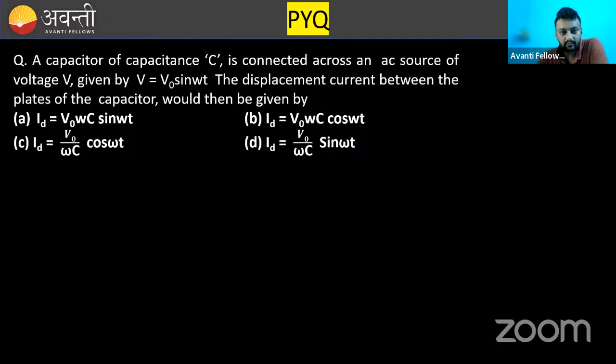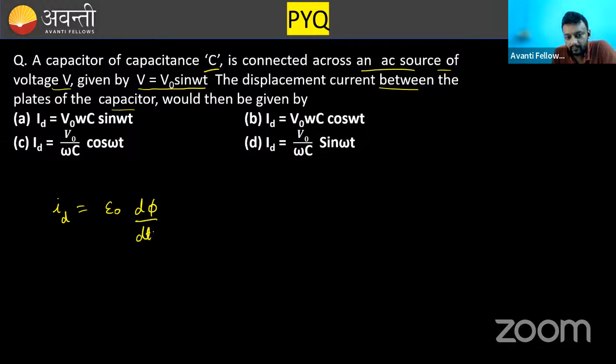Starting with the first question on our slide. A capacitor of capacitance C is connected across an AC source of voltage V given by V naught sine omega t. The displacement current between the plates of the capacitor would be? They are asking the displacement current, and we know that displacement current is epsilon naught d phi over dt. This is what we know.